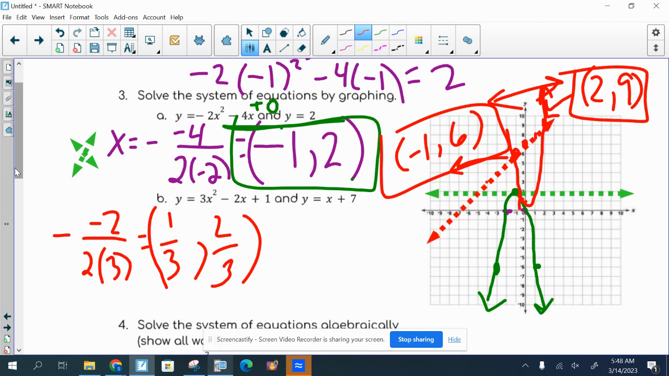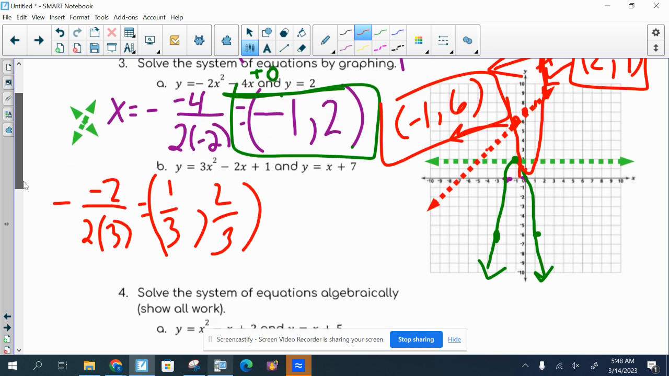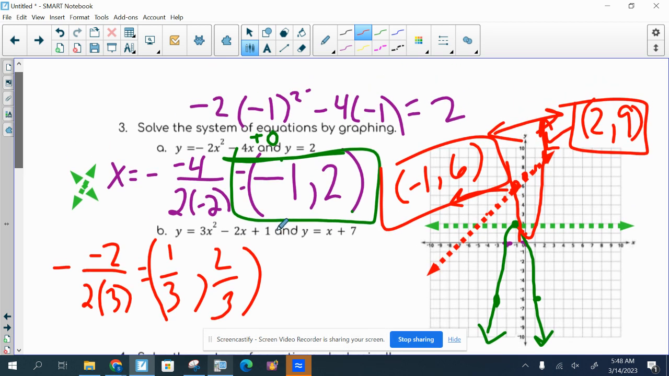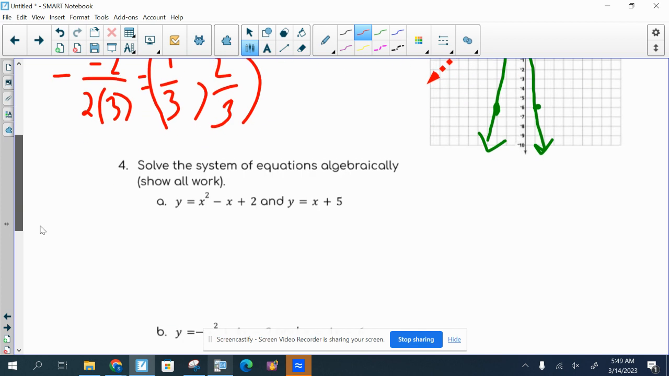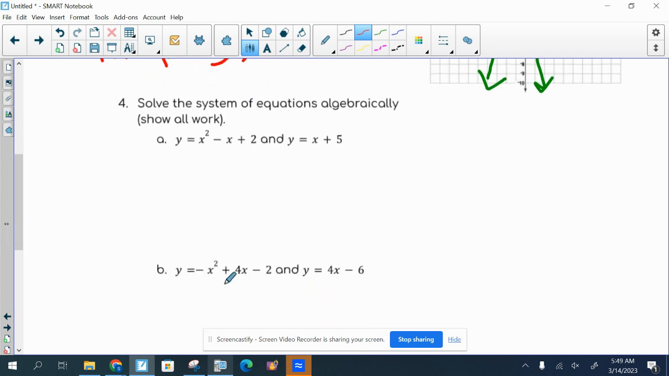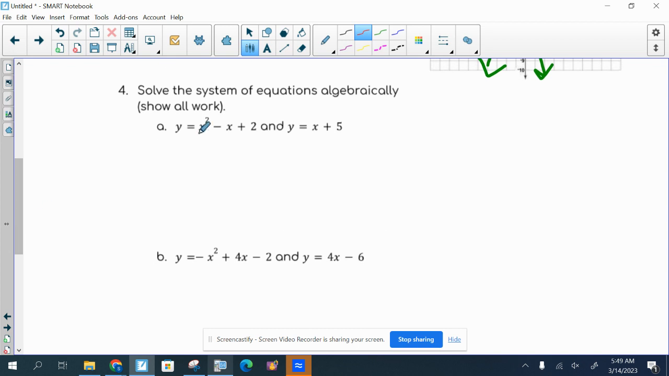All right, and then on your quiz tomorrow, it will ask you to graph by hand. Okay, so showing negative b over 2a, finding the vertex, not just typing into your calculator. So then these ones are with the elimination or substitution. So let's practice using elimination for one of them and substitution for the other one.